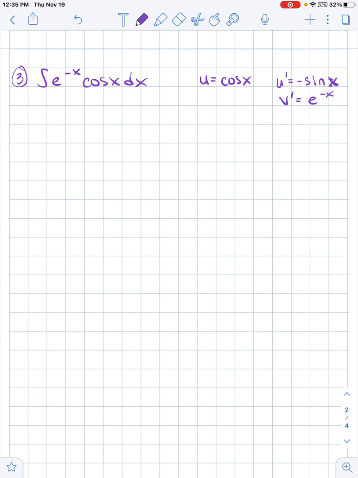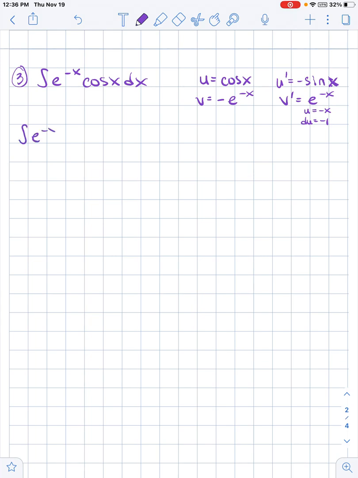The antiderivative of e to the negative x, because we need to use u substitution on this one. U is the exponent, du is negative 1. So the antiderivative of this is negative e to the negative x. Be very careful with that.